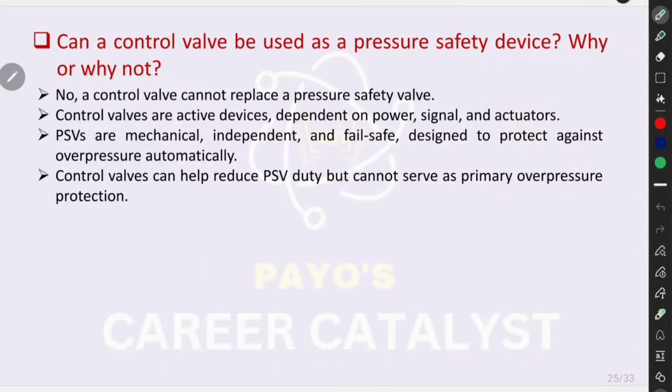Can a control valve be used as a pressure safety device? Why or why not? No, control valves cannot replace a pressure safety valve. Control valves are active devices dependent on power, signal, and actuators. PSVs are mechanical, independent, and fail-safe, designed to protect against overpressure automatically. Control valves can help reduce PSV duty but cannot serve as primary overpressure protection.